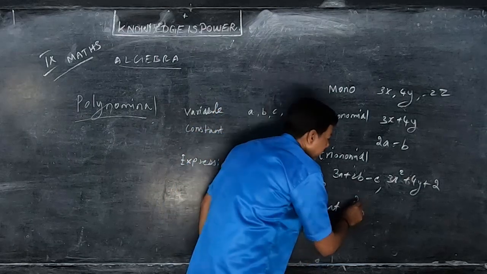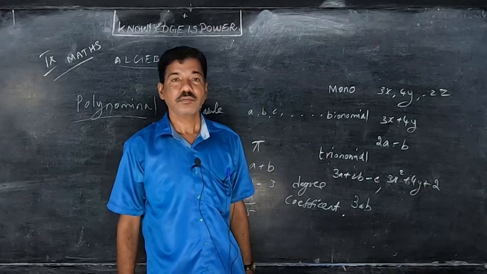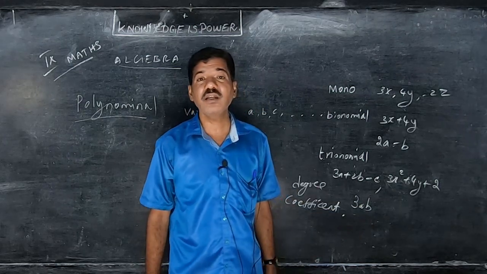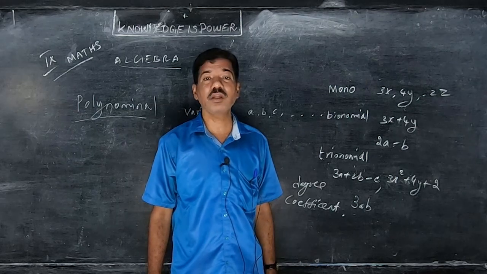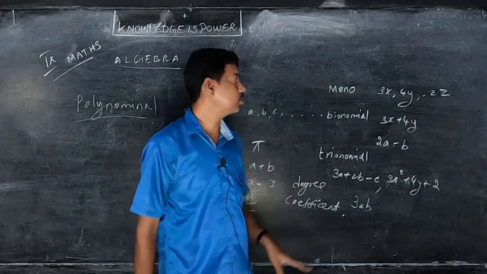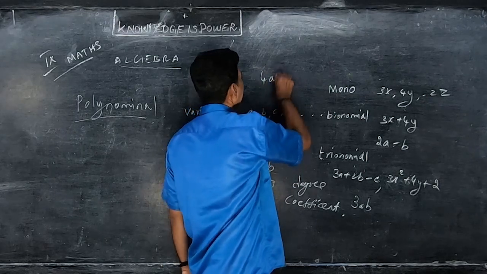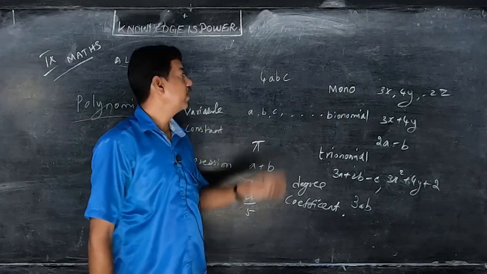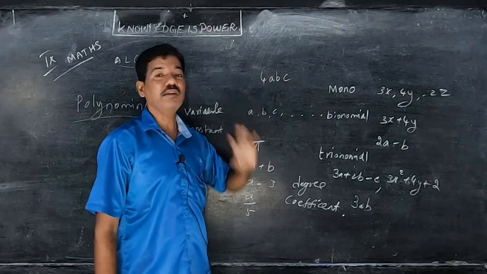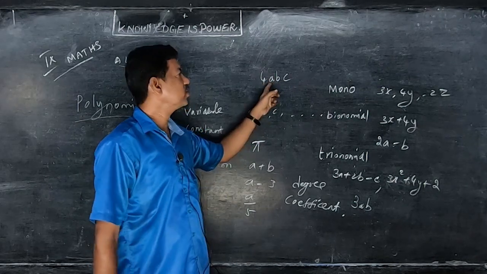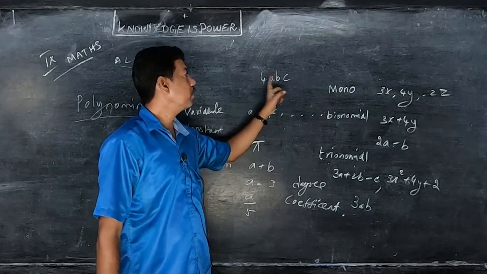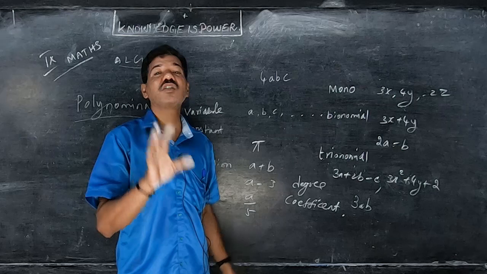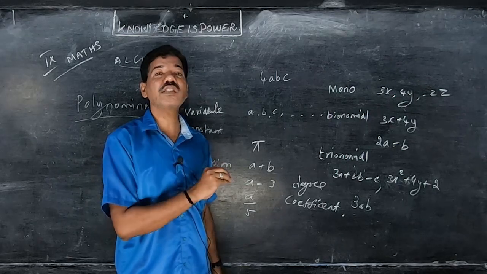For example 3ab. What is the coefficient of a? 3b. Can you follow that? 2-3 terms இருந்தால் அத்தனையும் சேர்த்து சொல்லணும். For example 4abc. What is the coefficient of c? 4ab. What is the coefficient of a? 4bc. அதை விட்டுட்டு மீதியை சொல்லணும். Can you follow this? These are all things you have to go through in this concept.